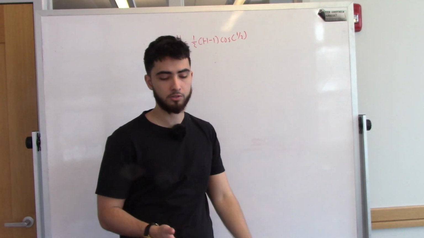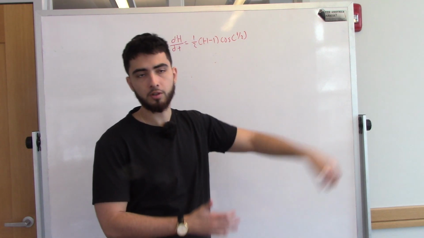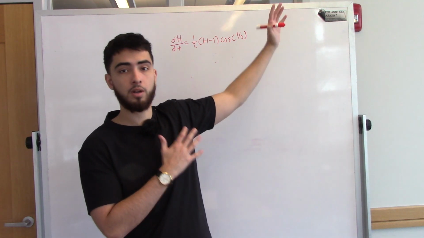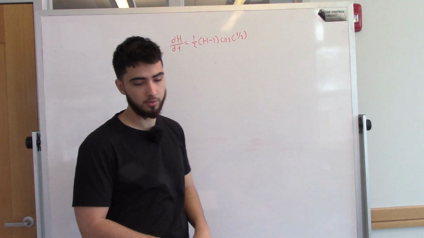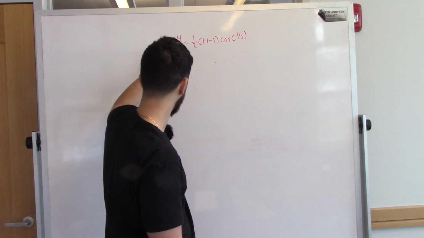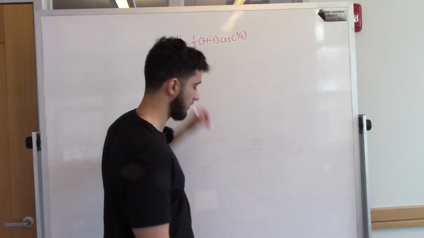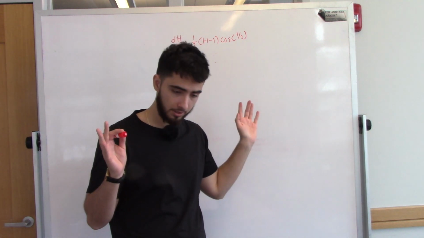All right, now for this third FRQ, it is differential equations. The first question is about a slope field. I'm gonna put it up here, and while you look at that, I'll keep reading the question. We're told that this differential equation here models the depth of seawater at some locations, and it's known that h of 0 is equal to 4, which is very useful for part C, you'll see.